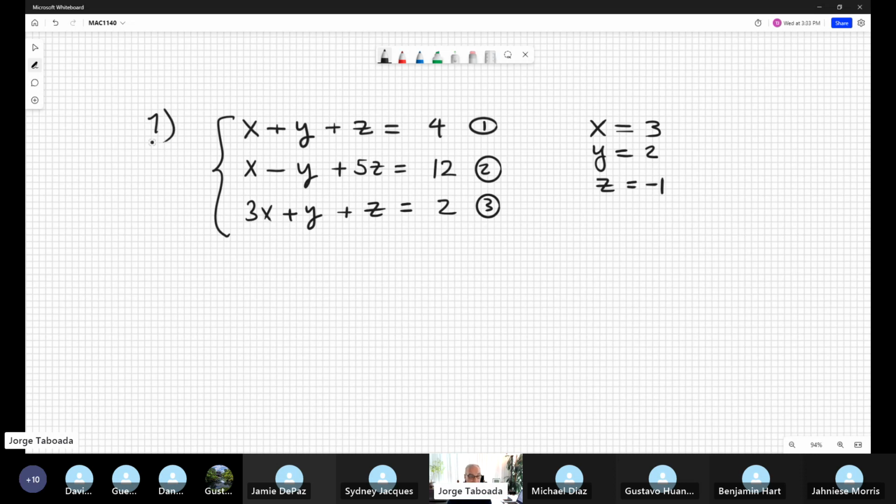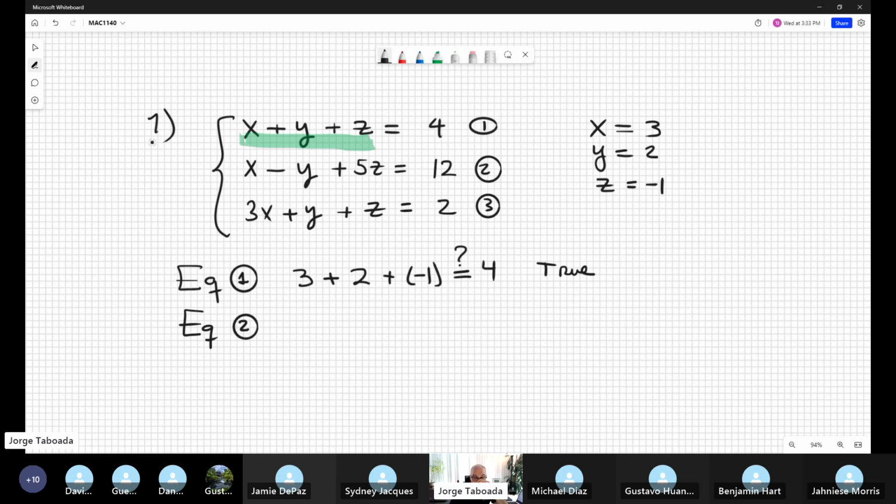You are doing equation by equation. Equation 1. Equation 1 is this equation. You plug it in. Who is x? 3. Plus y. Who is y? 2. And who is z? -1. So plus -1 would be equal, I claim, 4. It's obviously true, right? Plus 3 plus 2 is 5. 5 minus 1 is 4. Okay, cool. Let's move on to equation 2.